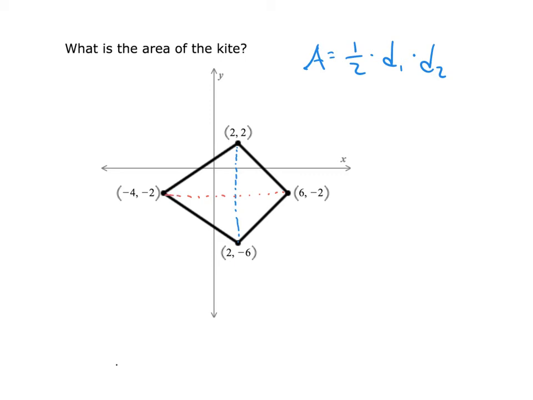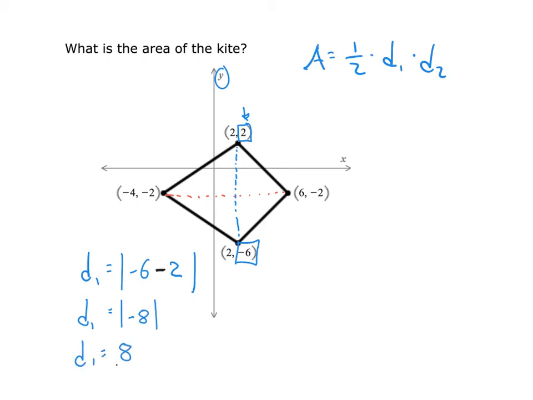Again, I'm looking at distance 1 first, and so that's in the y-axis. So I'm going to look at my y numbers. I'm moving up and down here, and so it's the absolute value of -6. To find the distance, I'm using subtraction, of course, and then my second number is 2, so it's the absolute value of -6 minus 2, which is -8, which is just 8. So the distance from top to bottom is 8.